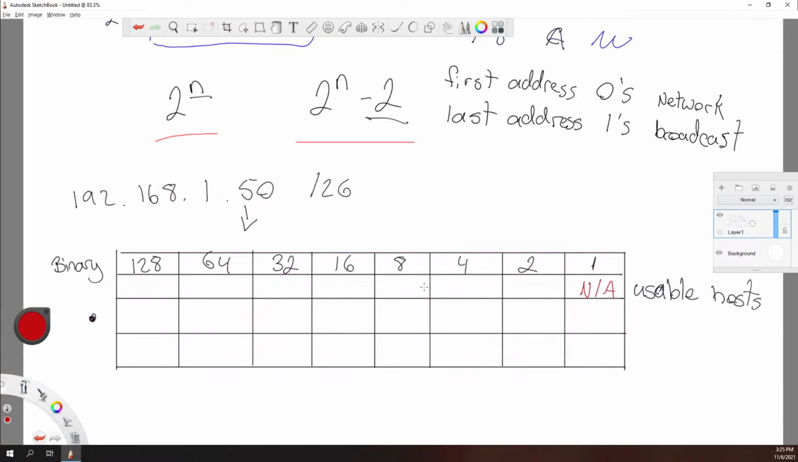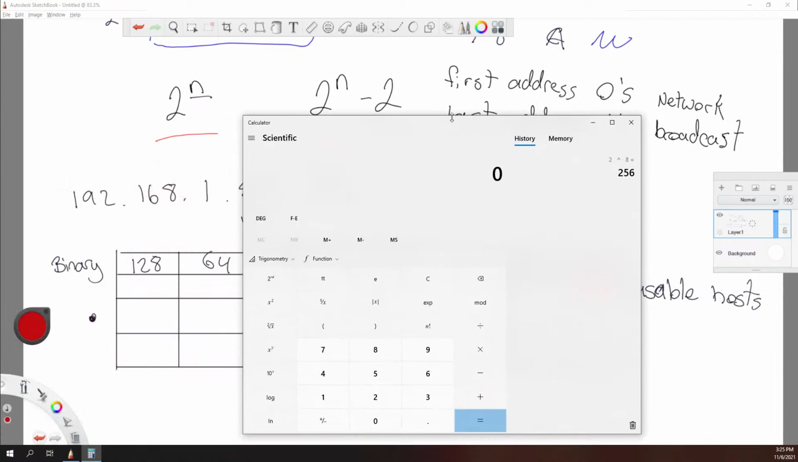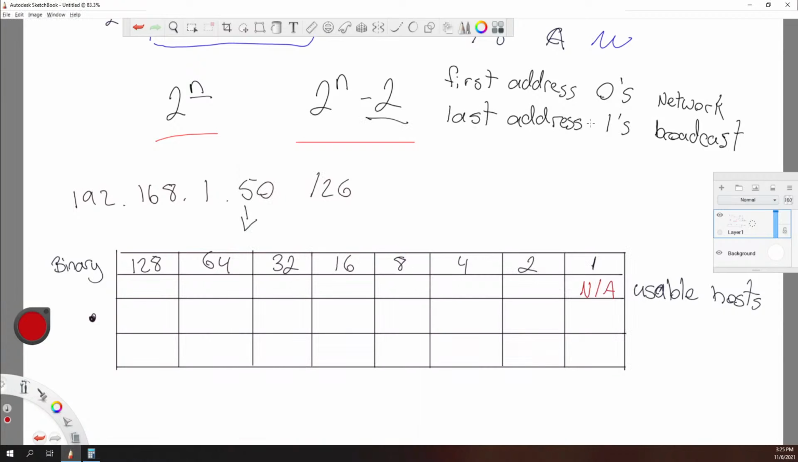N A, perfect. And then when we go here, well, if we have a binary of 2, what's 2 to the n minus 2? Well, we can break out our calculator if you're uncertain, if you want to do some calculations yourself that way. So we have our calculator here. 2 to the 2 is 4, minus 2 is 2. So pretty much that's the smallest number that we can actually have. So we can go ahead and write our 2 here, right?